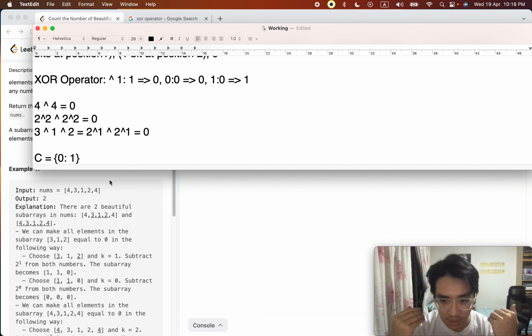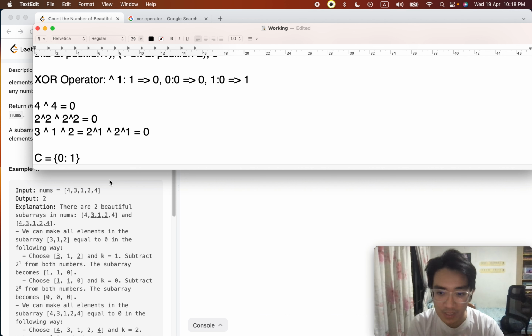And as we iterate through the array, we need to calculate the new XOR sum at that moment in time. And we need to check whenever the XOR sum has already appeared, it means that the values in between that point and the last point where the XOR sum appeared is actually a beautiful subarray. That's it. So I'll say it again.